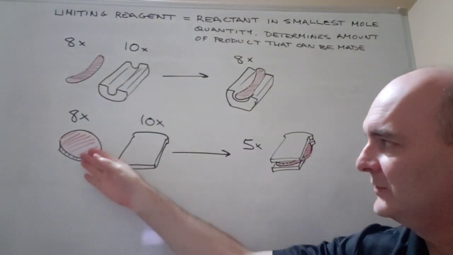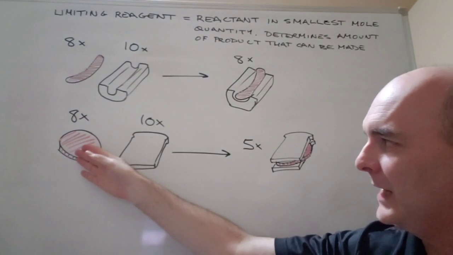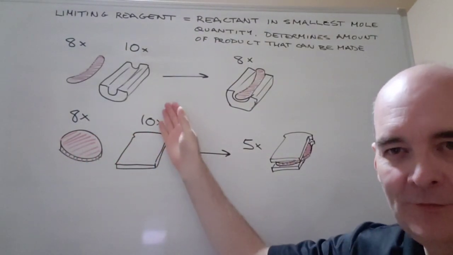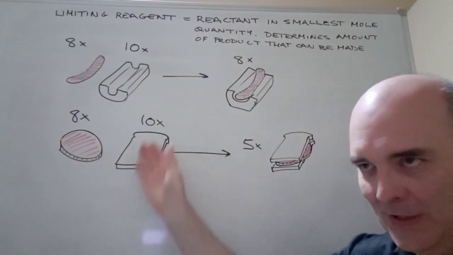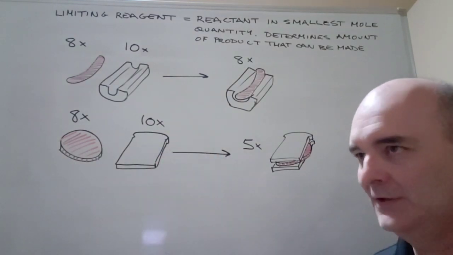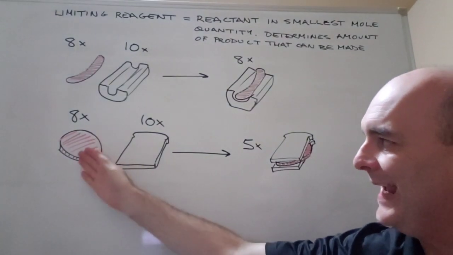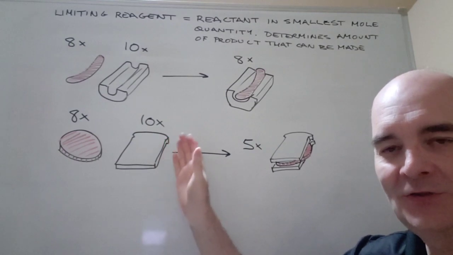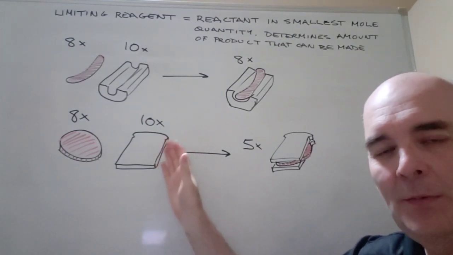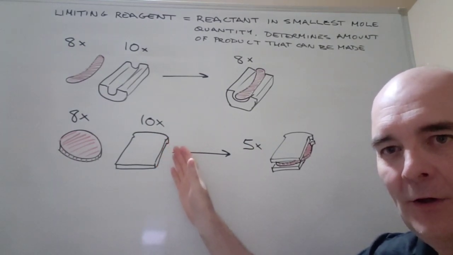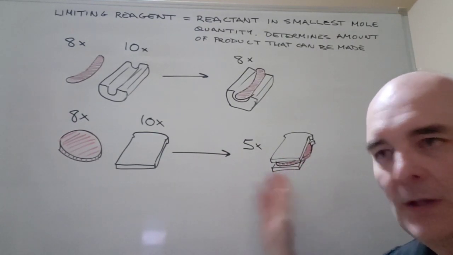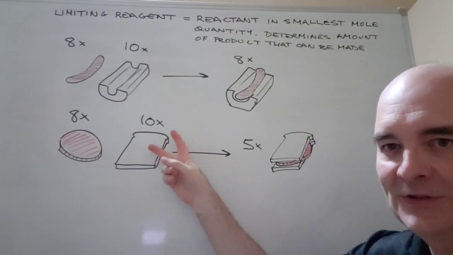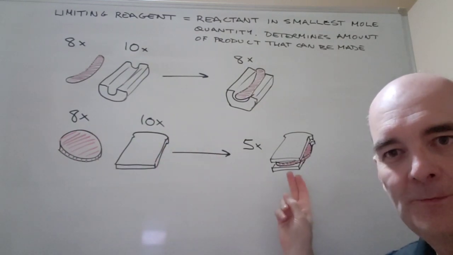If I made this analogy be burgers, so that I don't have to have a top part of a bun and a bottom part of a bun, we'll have it be on Texas toast so that both pieces are the same. If I had 8 burger patties and 10 slices of Texas toast, then the maximum amount of burgers that I could make would be 5, because I need 2 of the slices of bread per product.